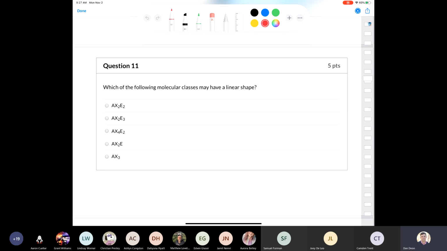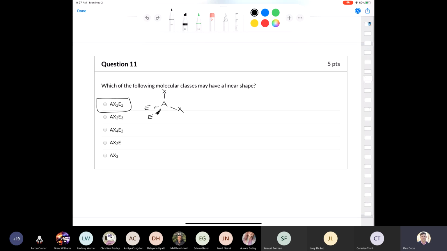If we look at the first one, we have AX2E2. Remember that X represents an element and E represents a lone pair. And so we have 4 regions of electron density. They're going to want to get as far away from each other as possible. And so the electron geometry here will be tetrahedral because I'll have my 4 groups or my 4 regions of electron density as far away from each other as possible. However, my shape only considers bonds, and so the shape here will be bent, and so that's not going to work.